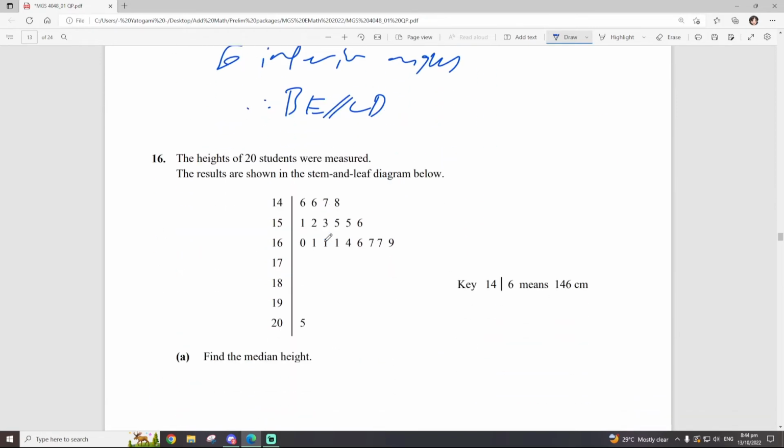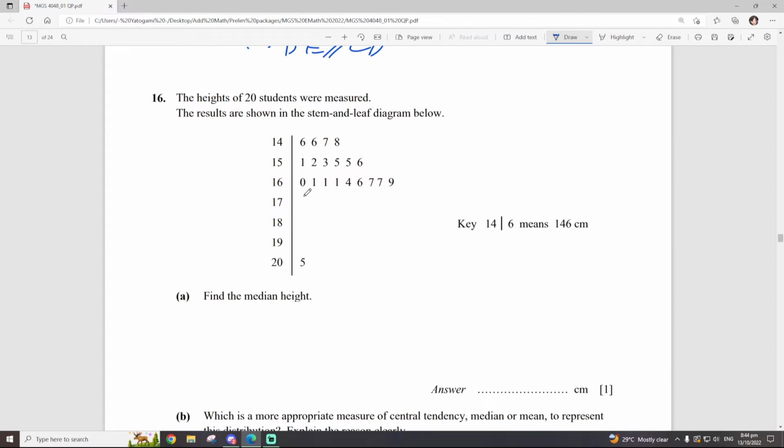The heights of 20 students were measured. Stem and leaf diagram. What's the median? So 20, right? So you take the middle 2. So 1, 2, 3, 4, 5, 6, 7, 8, 9, 10. So you take 10 and 11. So that will be 1, 5. So how to read a stem and leaf diagram, they always tell you, even though I think we're mostly used to it by now. Actually, no, let me write that down at the bottom. So that will be 156 plus 160 divided by 2, and that's 158. Okay.